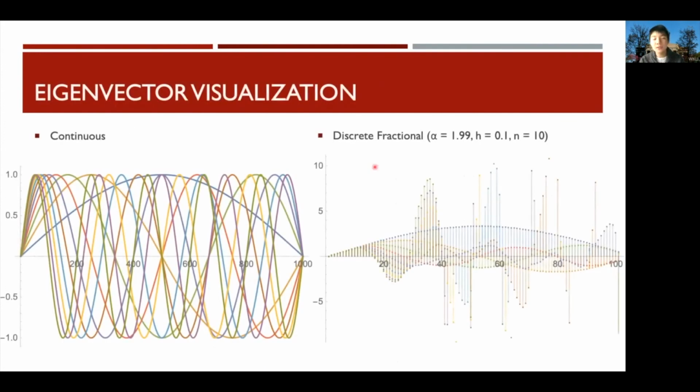And last but not least, we have our eigenvector visualization. So we computed eigenvectors based on the eigenvalues in those matrices you saw earlier. And they are very similar between the continuous and the discrete fractional cases. You'll see that each of these, there are 10 on each graph, and the only difference between the right-hand side and the left-hand side is the amplitude changes.